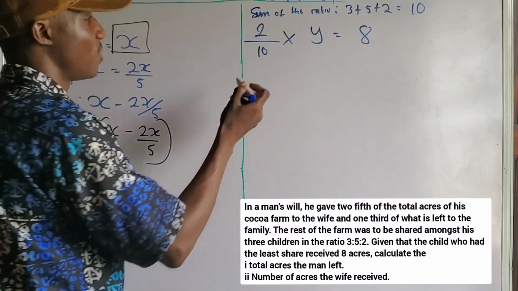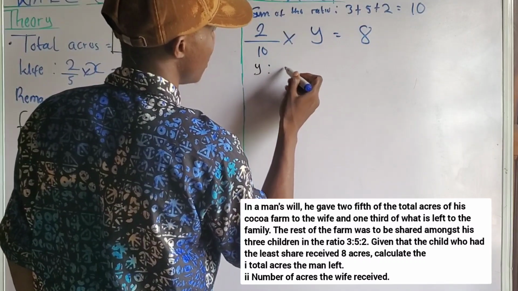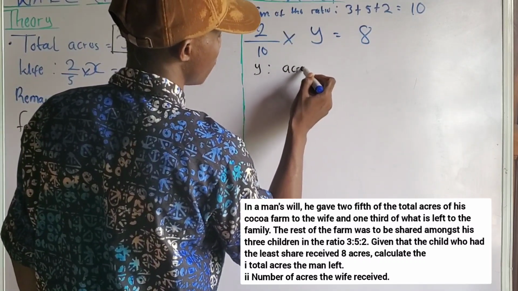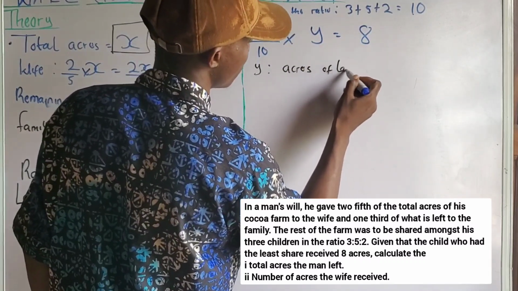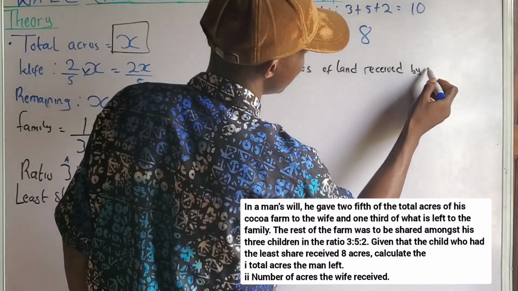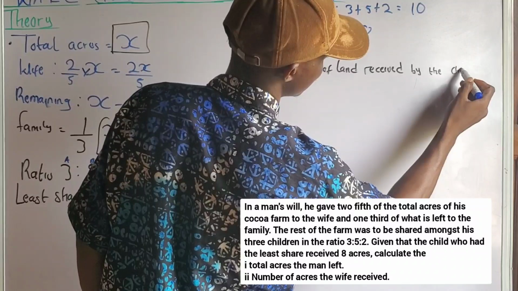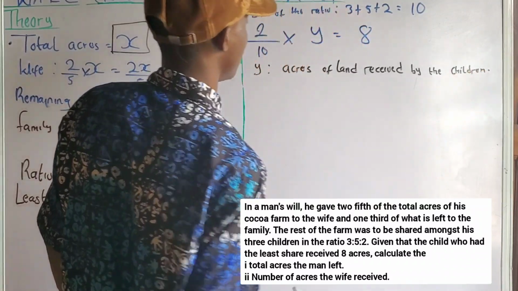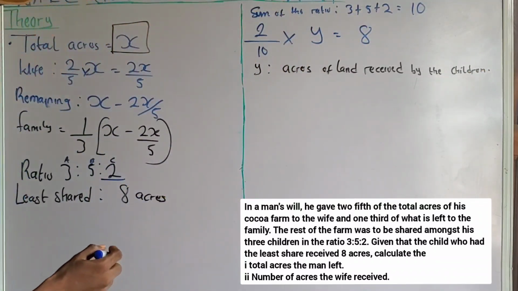You understand? So y represents the acres of land received by the 3 children. You understand? So now we need to get the expression for y from what we have been given.